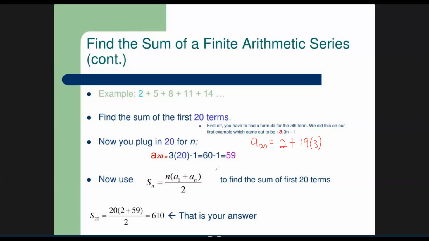I'm having trouble knowing what they're trying to do here. Anyway, good. So 59 being the last term, you know the first term, you know the last term, and you know the number of terms, right? So you substitute them here, substitute them there, and that's your answer.